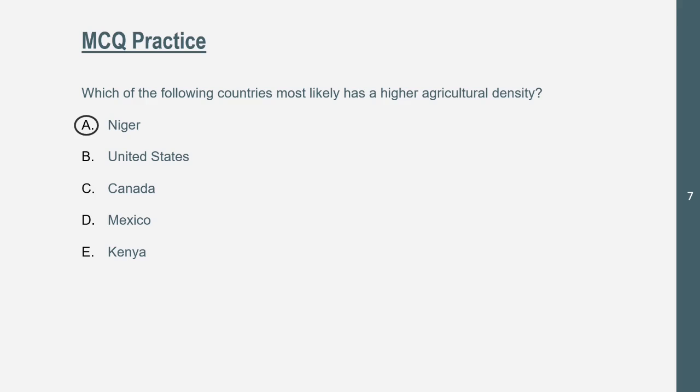Now, when you prepare for the exam, you're supposed to kind of know what areas have higher population. When you get further advanced into the course, you'll figure out how to tell that. So that's going to rule out E, Kenya, and then we're going to have A, Niger, because it's the less developed country out of all of these countries. So that's going to give it generally a higher agricultural density. As you can see, the question said most likely.